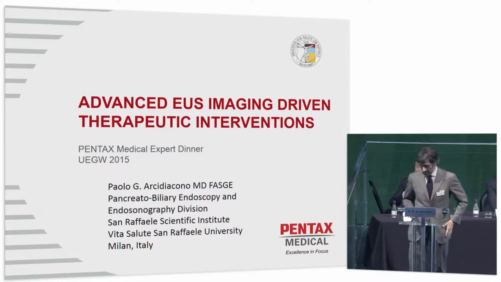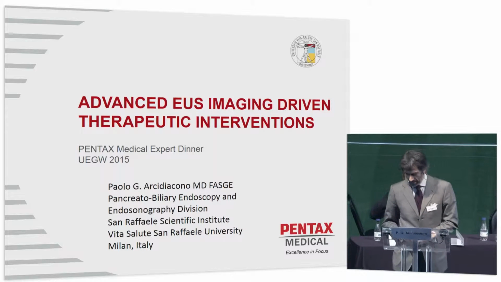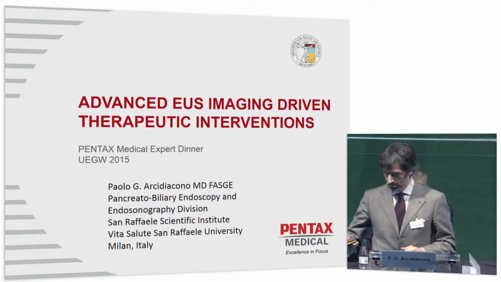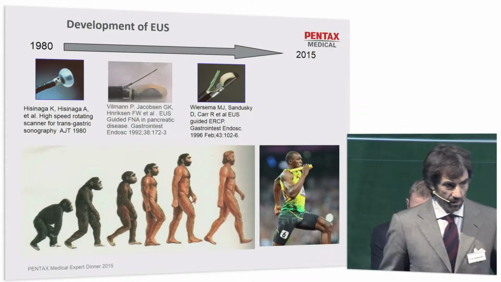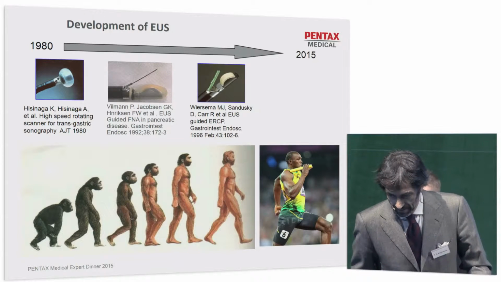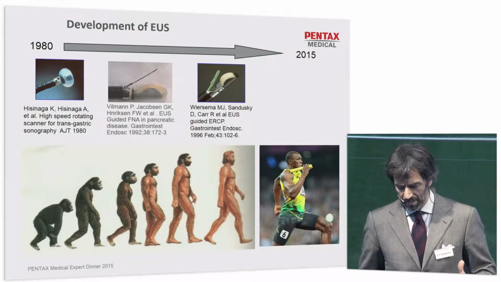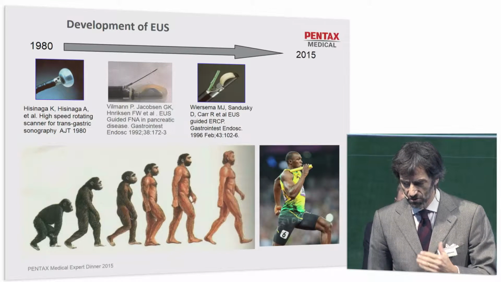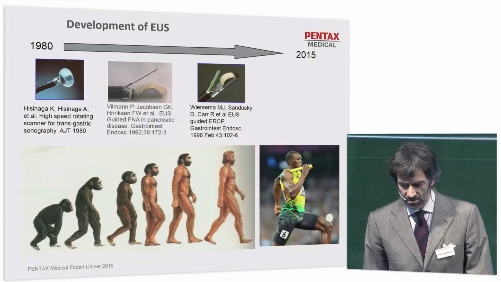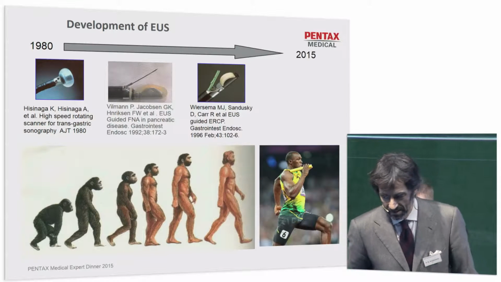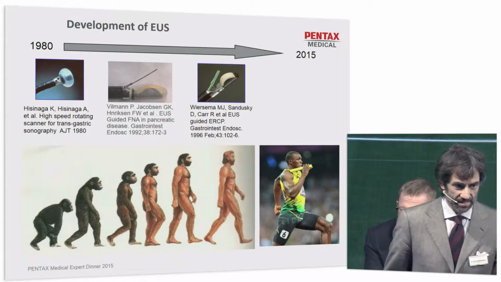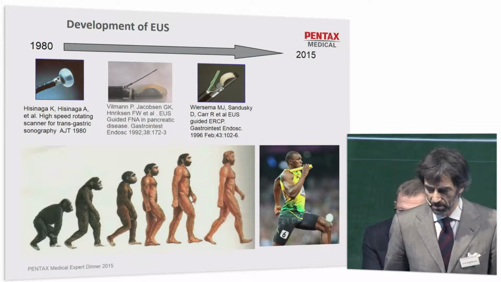My talk is about advanced EUS imaging. And I think that if we want to talk about EUS, we can start from the history of EUS, because the EUS history is a continuous development over years. So we can start from probably the dinosaur era in 1980, when the radial probe was presented.